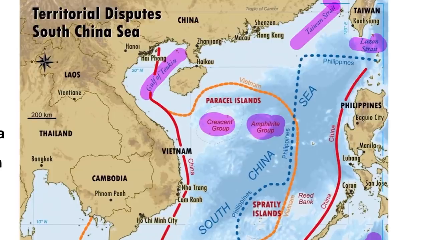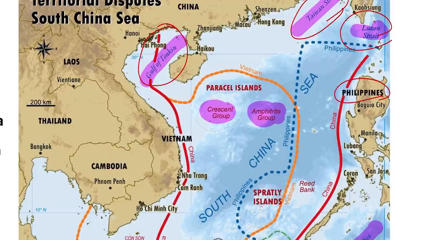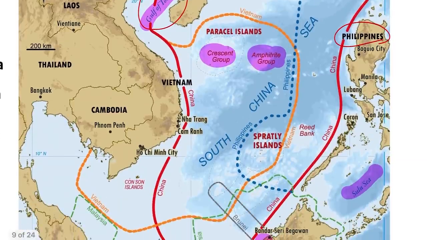Then come to more about this South China Sea. Friends, some of the important gulfs and straits are the Gulf of Tonkin, which is very near to China and Vietnam, and this we will remember. Then the Taiwan Strait we will remember, and then the Luzon Strait. Friends, the Luzon Strait comes between Taiwan and the Philippines. Then the Sulu Sea, it is between Malaysia and the Philippines. So this Sulu Sea also we will remember here itself.